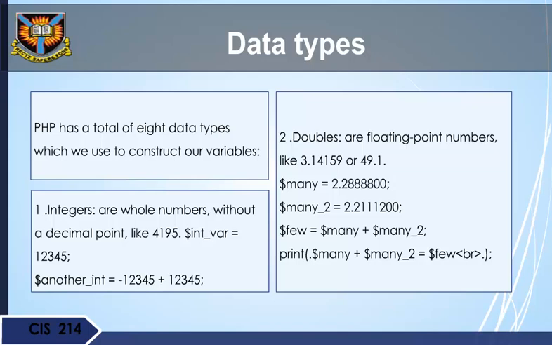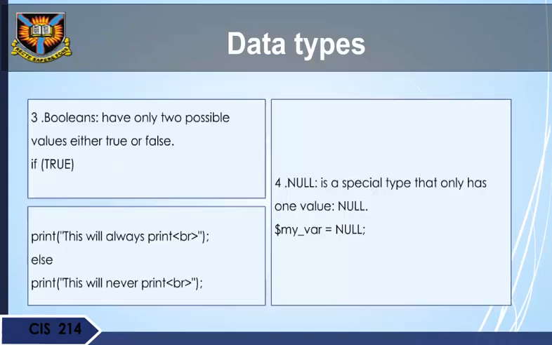2. Doubles are floating point numbers like 3.14159 or 49.1. $many is equal to 2.2888800. $many_2 is equal to 2.2111200. $few is equal to $many plus $many_2. Print "$many + $many_2 = $few" followed by a BR tag.